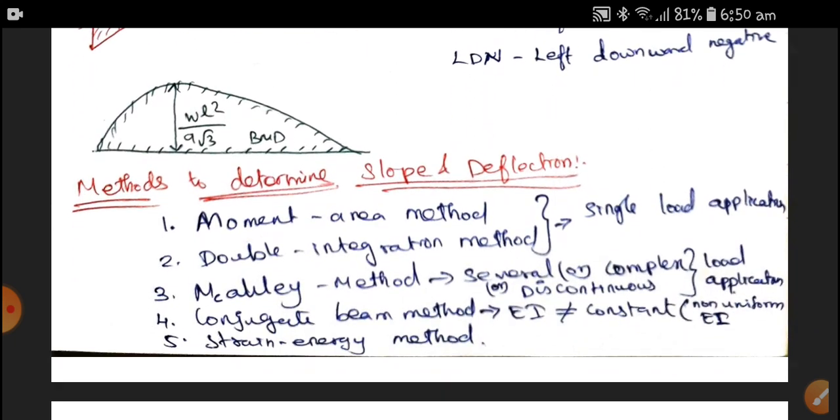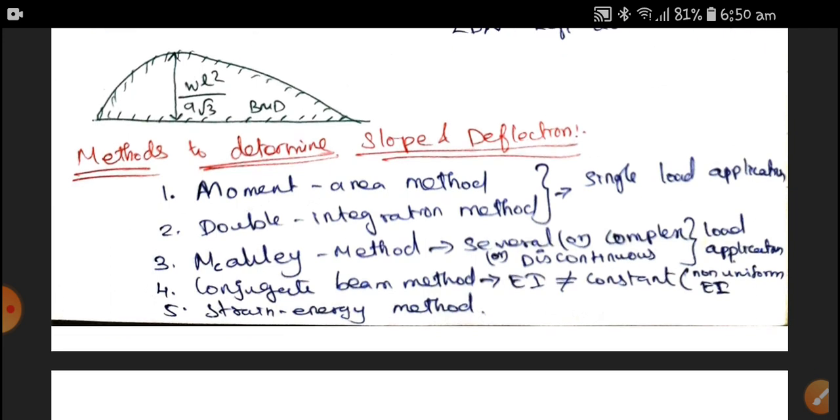Next, it is an important thing: methods to determine slope and deflection. There are five different methods. One is the moment area method and another is the double integration method. These two methods are used for single load application. For several loads, or complex or discontinuous load applications, or a complex beam, we go with the Macaulay method.